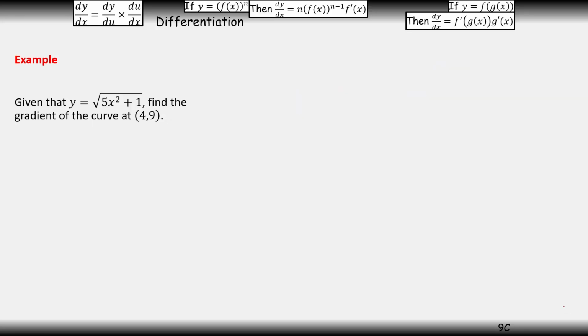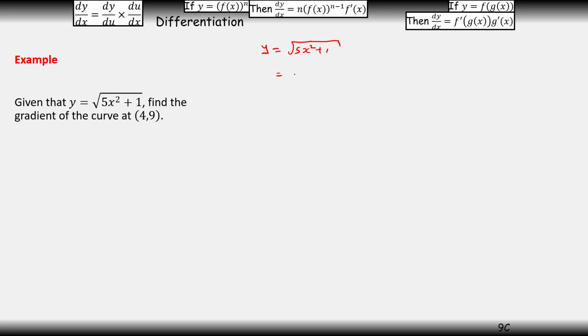Okay, so let's have a look at this example. y is equal to the square root of 5x squared plus 1. Find the gradient of the curve at (4, 9). So, y is equal to the square root of 5x squared plus 1.